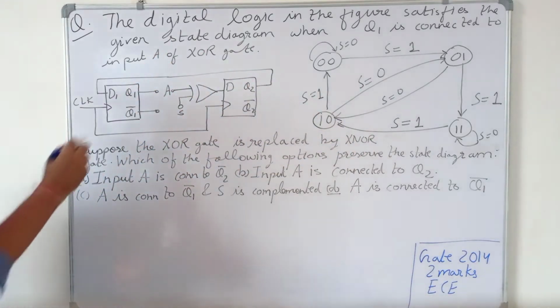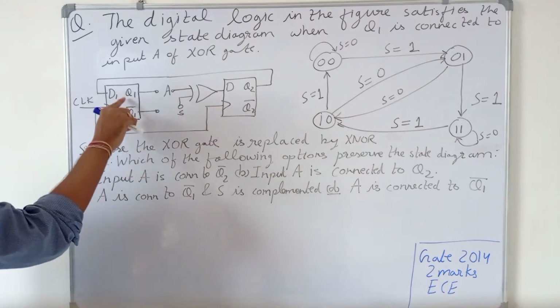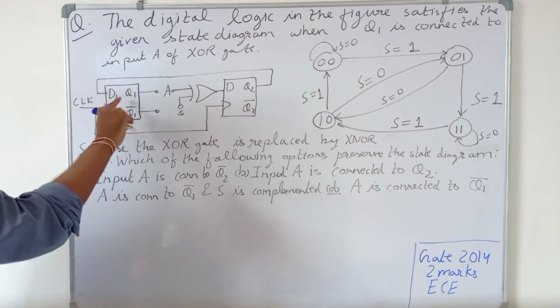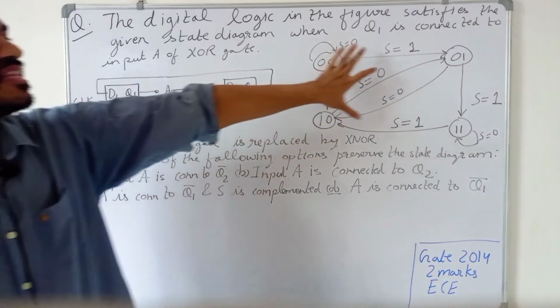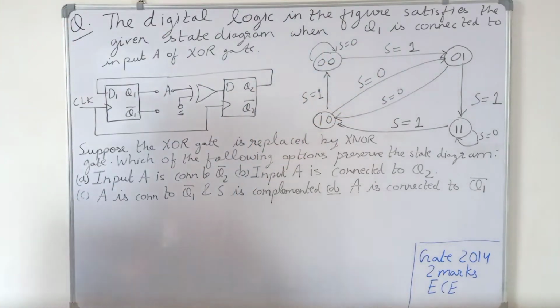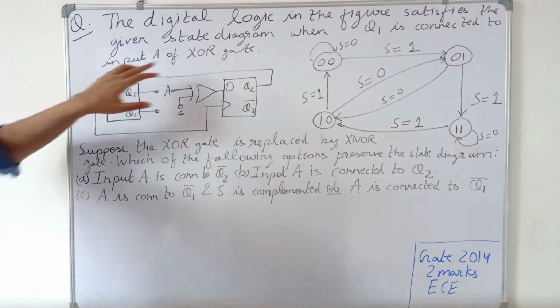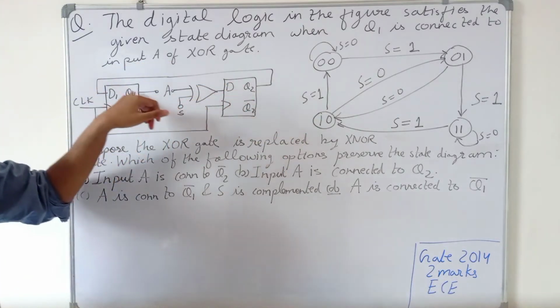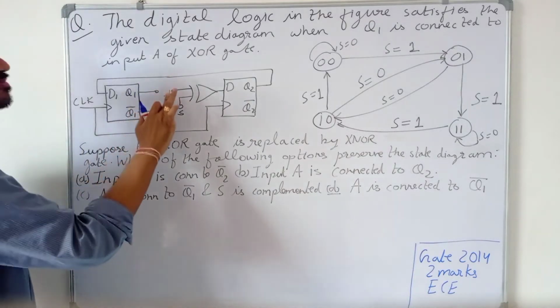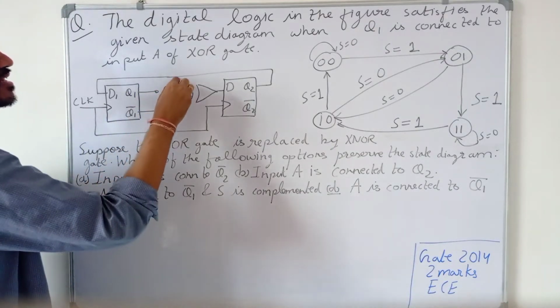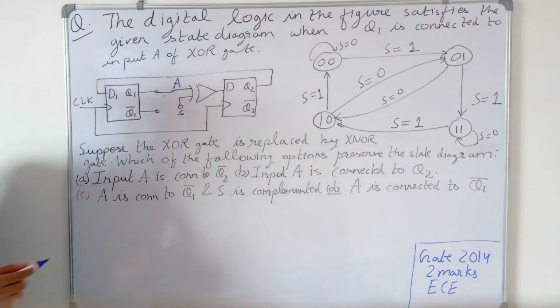So we are given two D flip flops. This is the first flip flop whose output is Q1, this is the second flip flop whose output is Q2, and the state diagram is given. It says that this state diagram is satisfied when Q1 is connected to A. So when there is a direct connection between Q1 and A, this state diagram is satisfied.